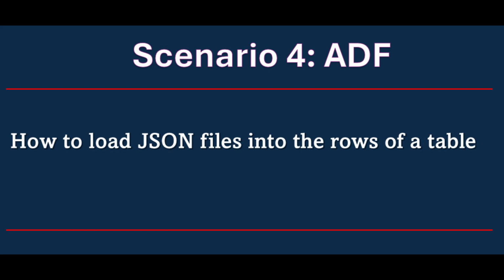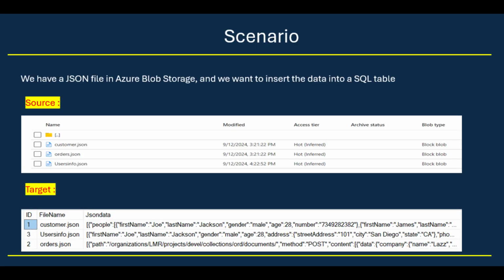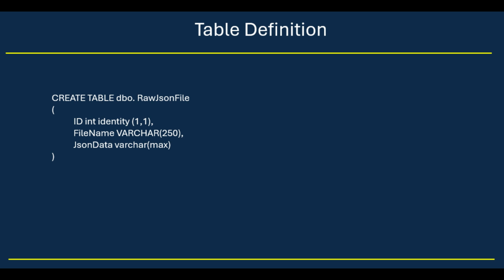Hello everyone. In this video, I will explain the process to load the JSON files into the rows of a table. My requirement is we have a JSON file in the Azure Blob storage and we want to insert the data into a SQL table. For example, we have three files in the storage account, and to load these three JSON files from Azure Blob storage into an Azure database, we need to create a table.